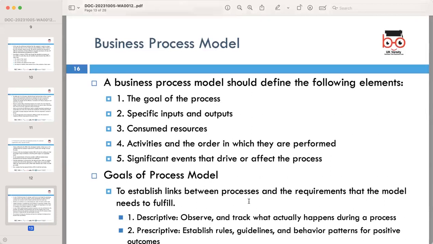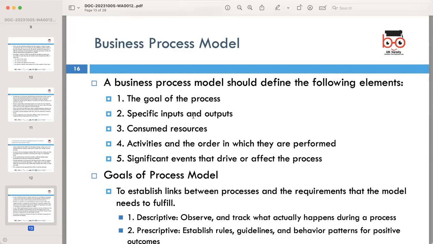A business process model should define the following elements: the goal of the process, specific inputs and outputs, consumed resources, activities and the order in which they are performed, and significant events that drive or affect the process. So basically, the goal of the process is to clearly articulate the objectives that the process aims to achieve.